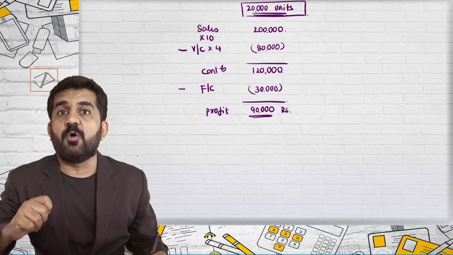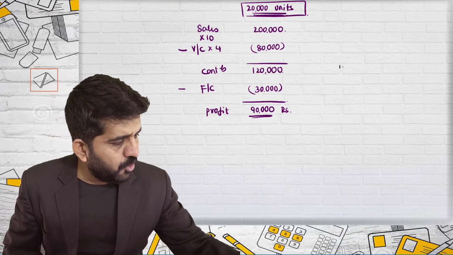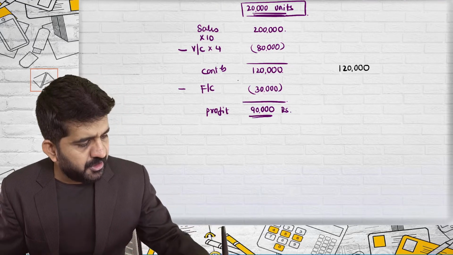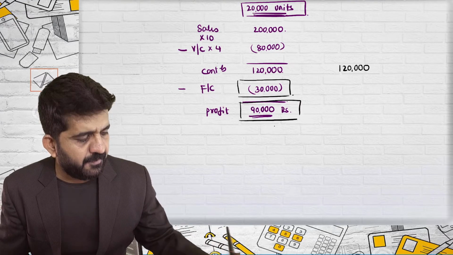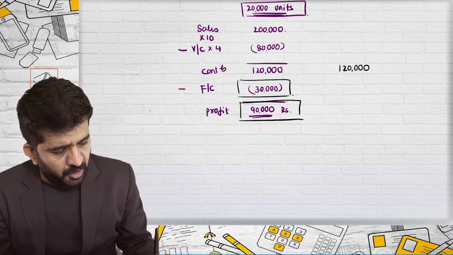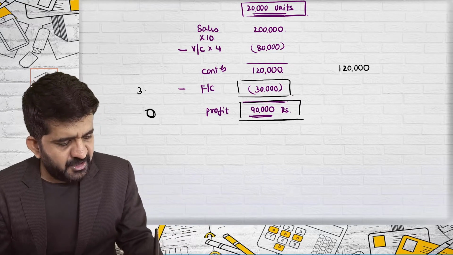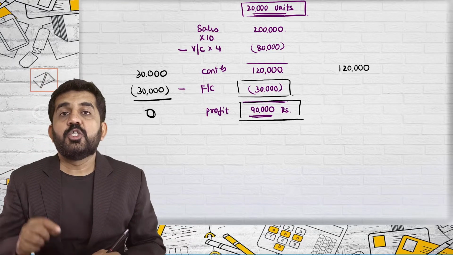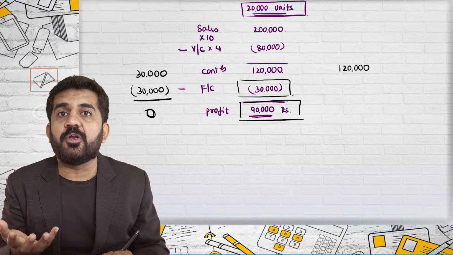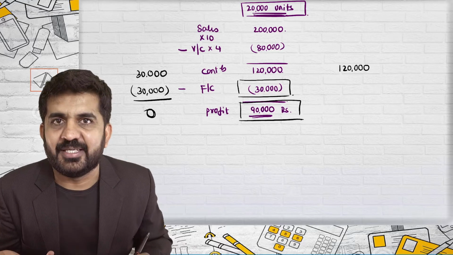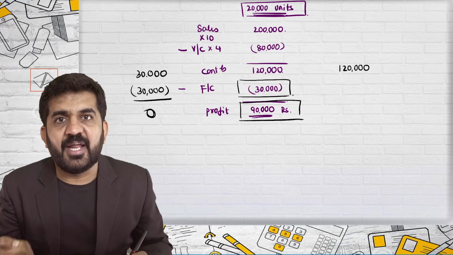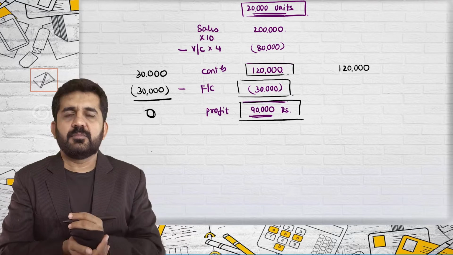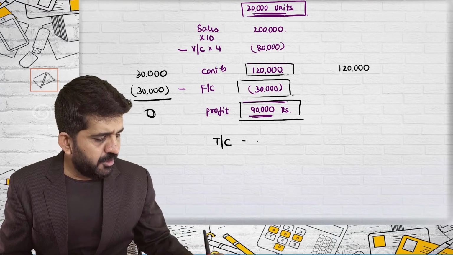Once again, try to understand how we have found this out. We wanted a contribution of 1,20,000. Why do I want a contribution of 1,20,000? Because my fixed cost is 30,000, so then my profit will be 90,000. If I want a profit of 0, my fixed cost is going to remain 30,000, and so my contribution should be 30,000. So at the break-even point, I wanted a contribution equal to fixed cost, which is 30,000 in this case. But if I want a profit of 90,000, now I will need a total contribution of 1,20,000.